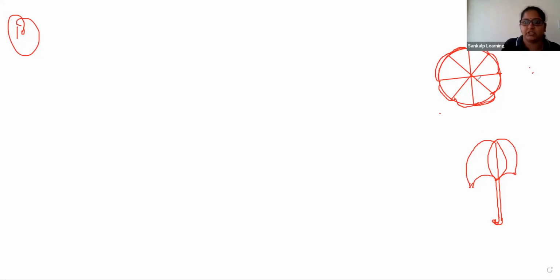Yes, it is like this. See, the umbrella shape will be like this. Okay, so we have just written the upper portion, children. So what is given in the figure?